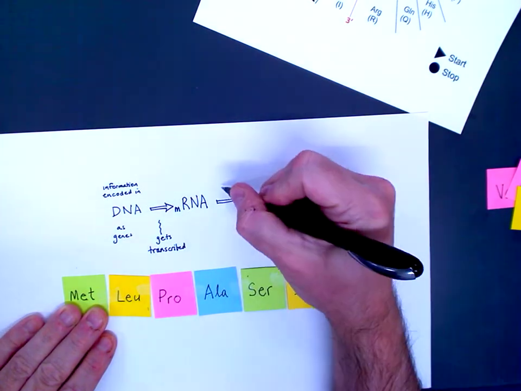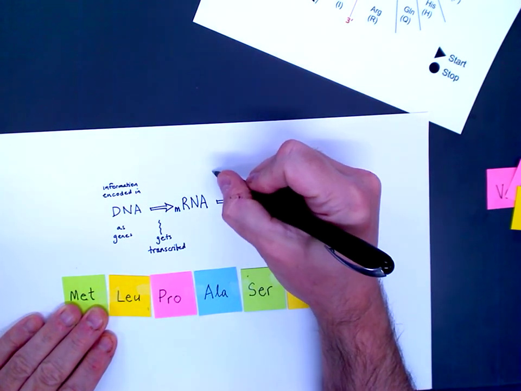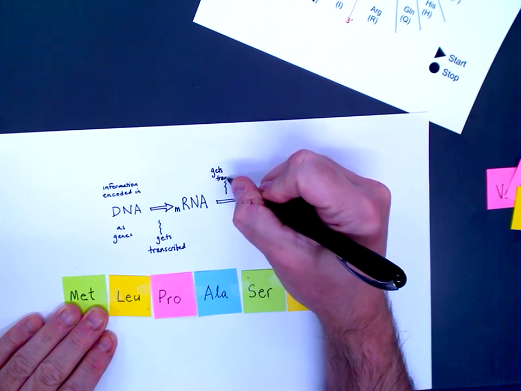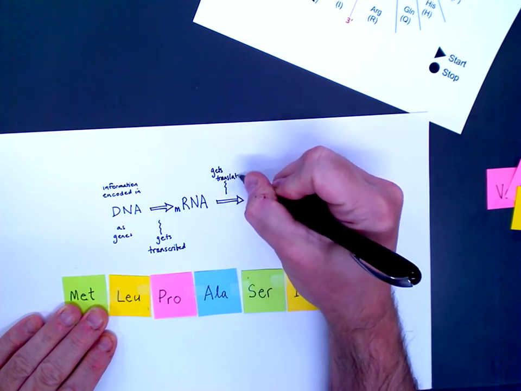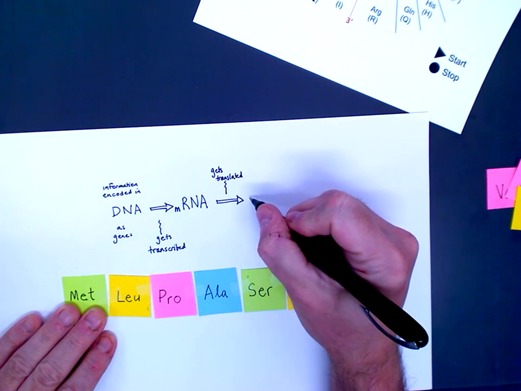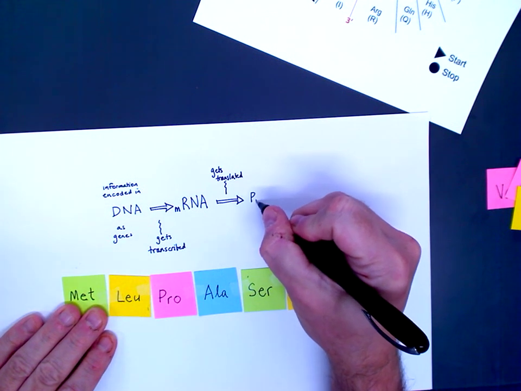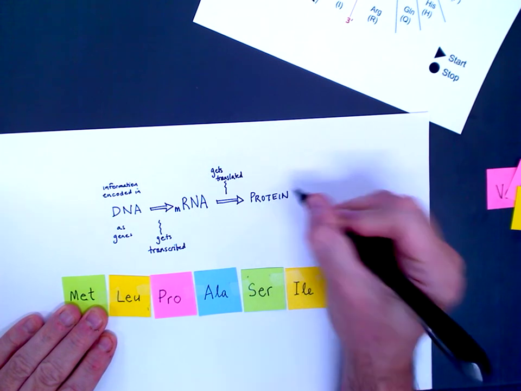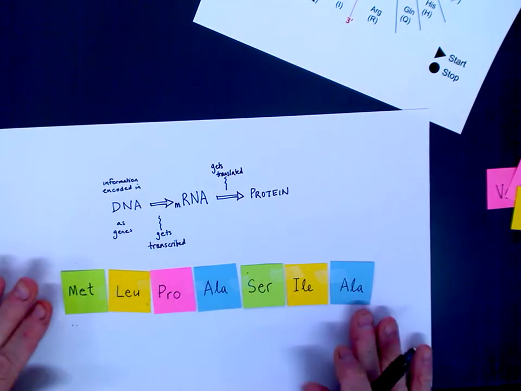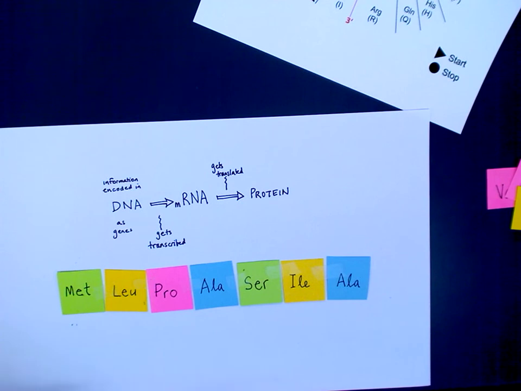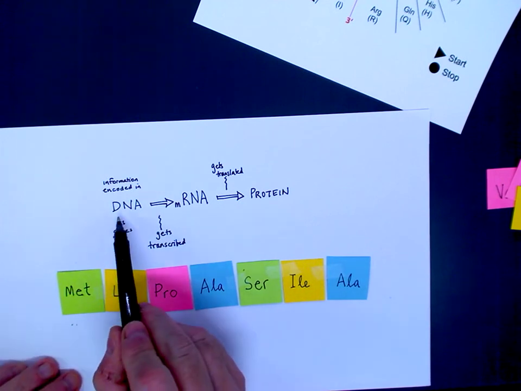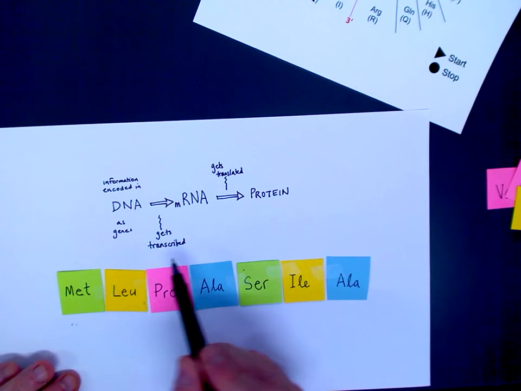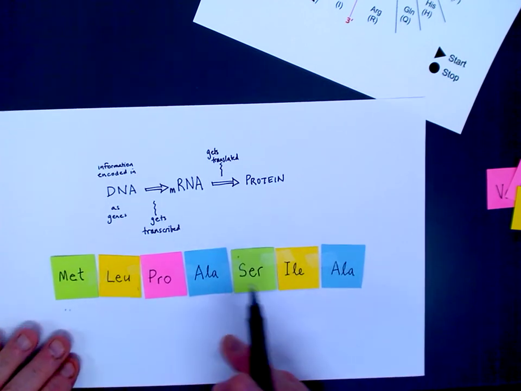And then this gets translated into protein. Because this represents the beginning of a protein. So when we're going from DNA to RNA, that's transcription, right? Remember the analogy I used was copying it out.